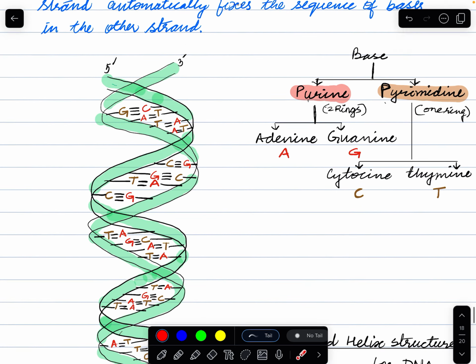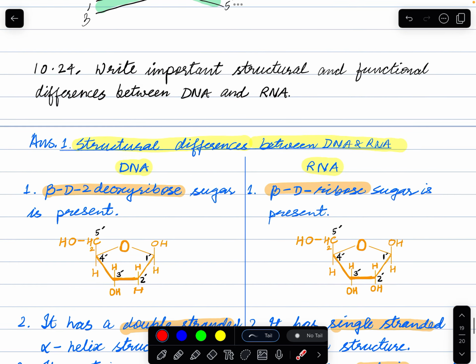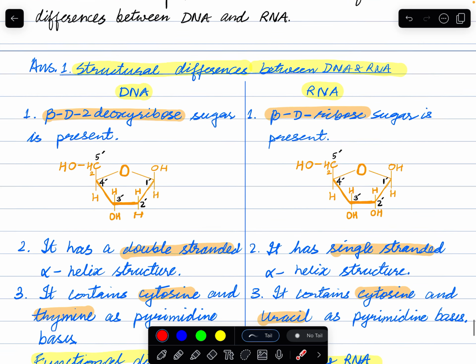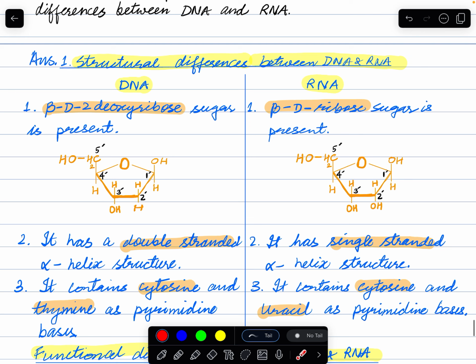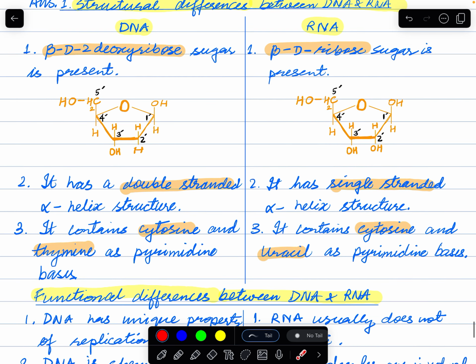Okay, next question. Write important structural and functional differences between DNA and RNA. We have studied that the nucleic acids are of two types, DNA and RNA, that is deoxyribonucleic acid and ribonucleic acid. So why is there a difference in the name? It is because of the different type of sugar in the two cases.